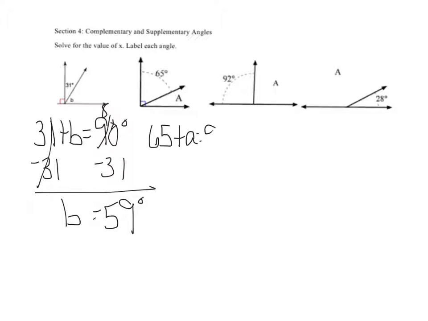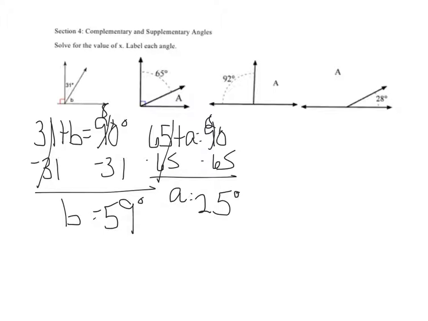So in this next one, similar, write an equation again, is still complementary angle. 65 plus a equals 90 degrees. Subtract 65 from both sides. 65 minus 65 is 0, so I'm left with a. 10, make that an 8, so this becomes 5. 8 minus 6, 2, so 25 degrees.